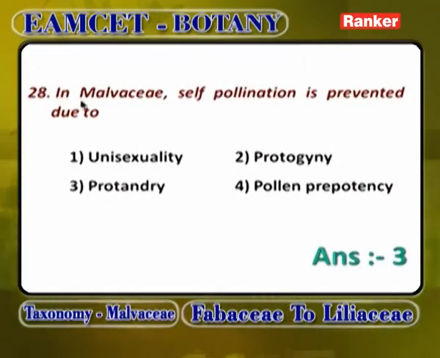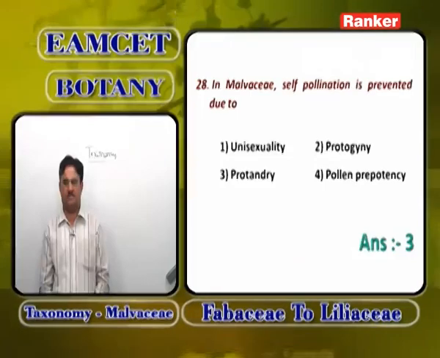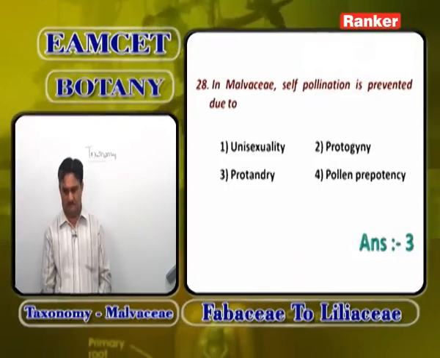Now, in Malvaceae, self-pollination is prevented by. Self-pollination is prevented not by unisexuality or protogyny or pollen prepotency. It is prevented by a special concept, protandry, which is nothing but dichogamy, where maturation of the androecium occurs much before the gynoecium. That is protandry. The answer is 3.